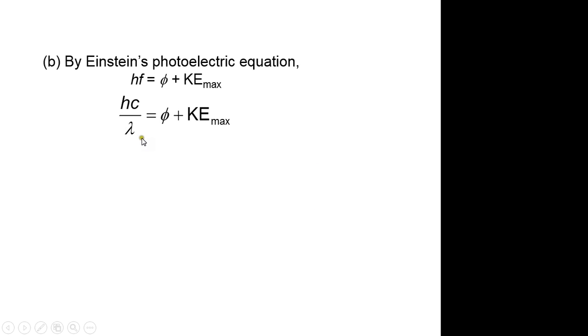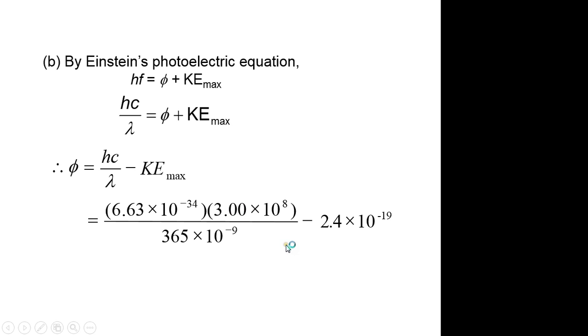You are given the wavelength and not frequency, so you must learn to convert. Rearrange with the work function as the subject. Sub in the values. Get the answer. Okay, so this is 3.0 times 10 to the power minus 19 joules. If I ask you to express it in eV, are you able to do it? You divide this value by 1.6 times 10 to the power minus 19. So you get around 1.8 eV.